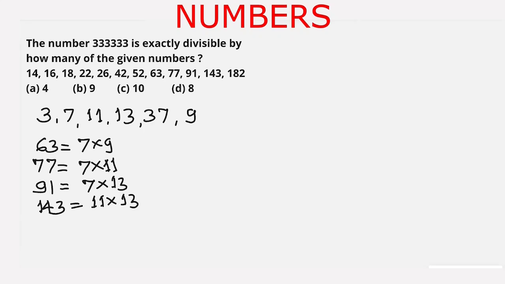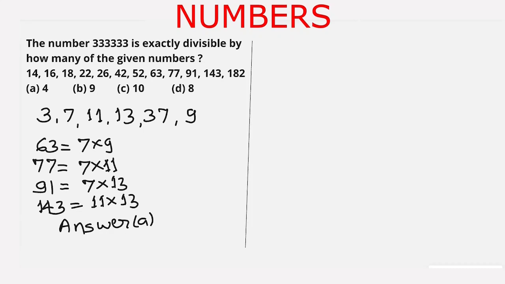So these are 4 numbers out of the given numbers for which the given number is divisible by these numbers. Therefore, our answer is option A, 4. I hope you have understood the method of solving such type of questions.